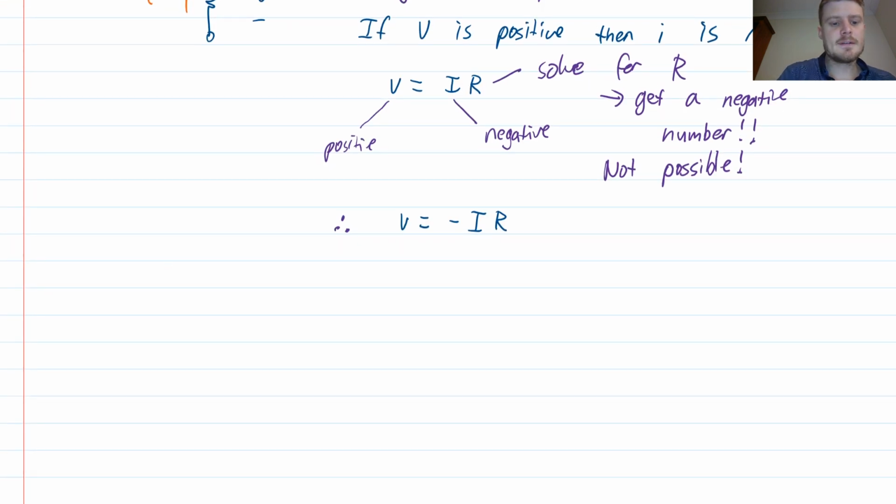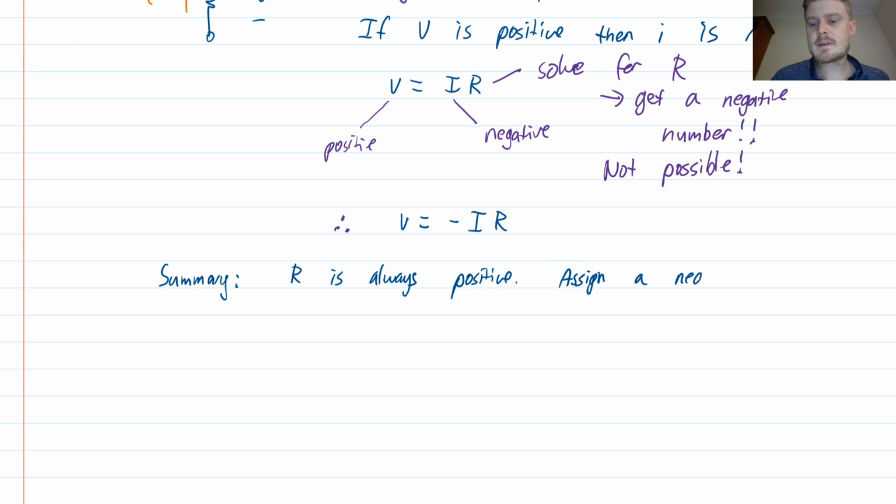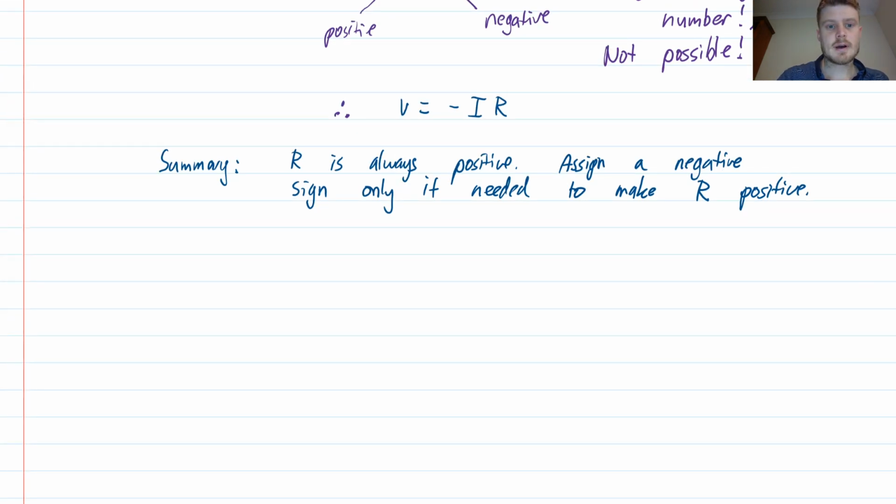Resistance is always positive, so you can check your analysis in this way. So the summary for how to assign signs for Ohm's law: resistance is always positive. Okay, assign a negative sign only if needed to make R positive. So let's draw all of the combinations.